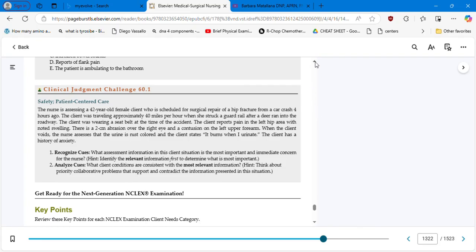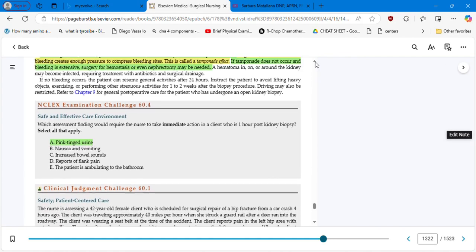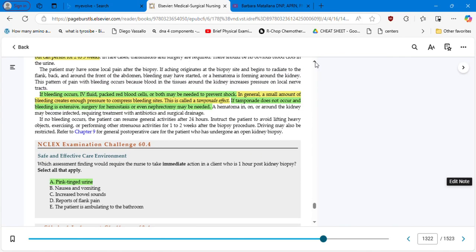Okay, with this we have concluded chapter 57 on the 11th edition, or chapter 60 on the 10th edition, related to assessment of the renal or urinary system.